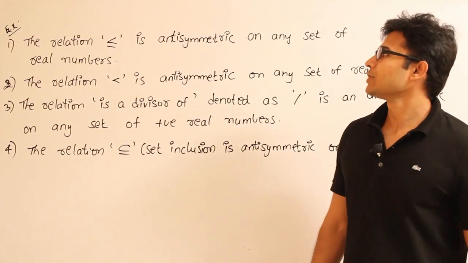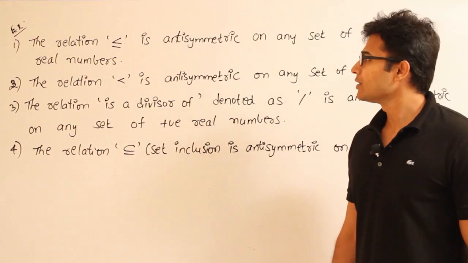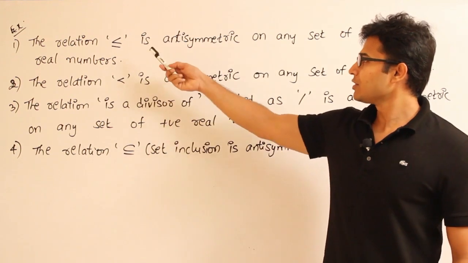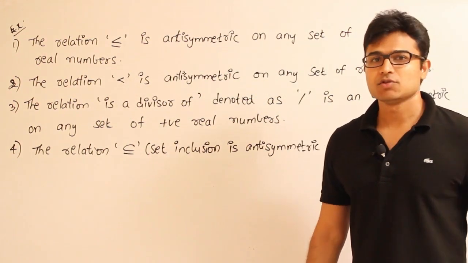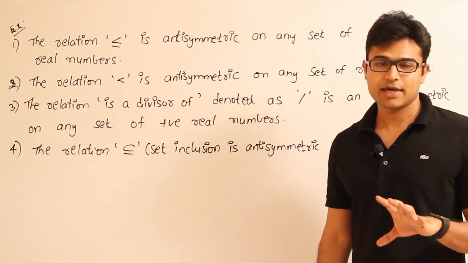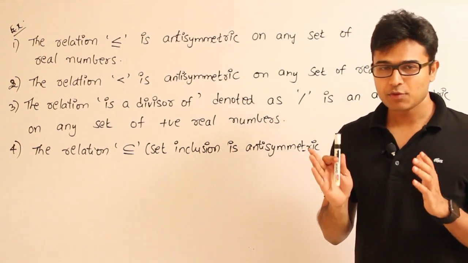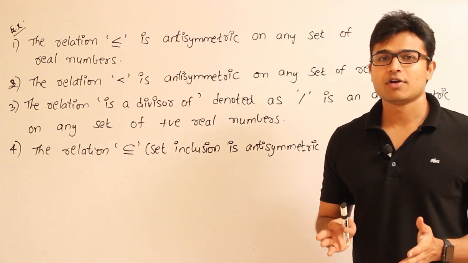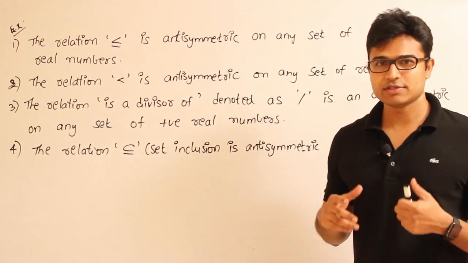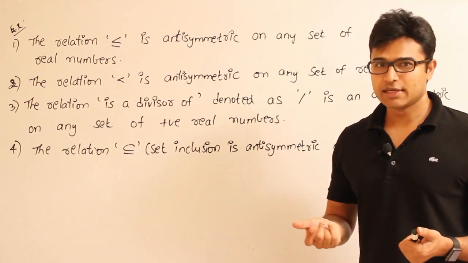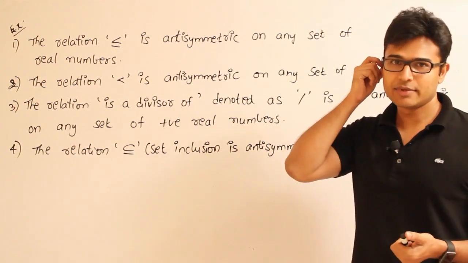Let's see some examples of relations which are antisymmetric. The relation less than or equal to is antisymmetric on any set of real numbers. If a relation has to be antisymmetric, then remember that we should not have x comma y and y comma x. That is the only rule. If that is not the case, then it will be antisymmetric.